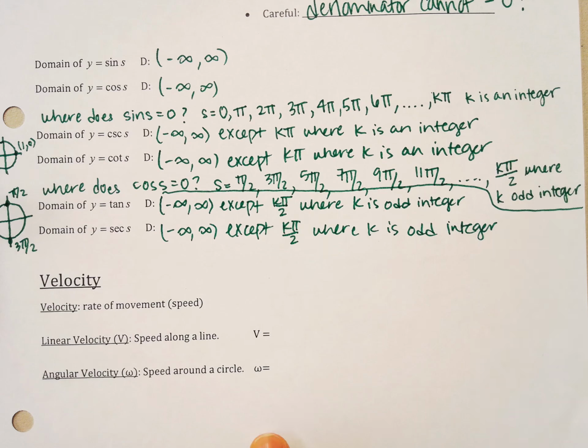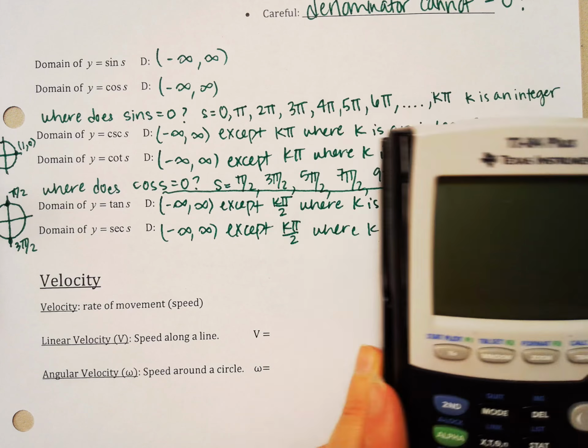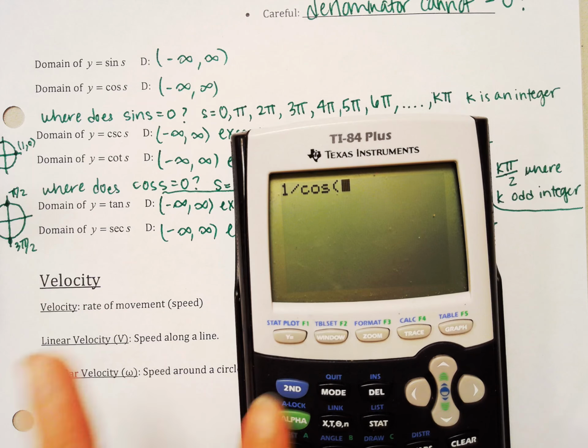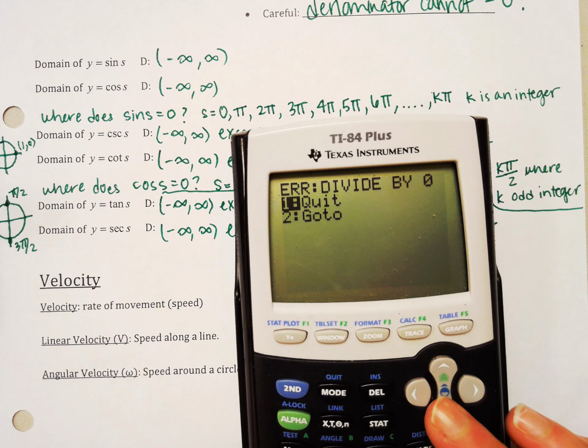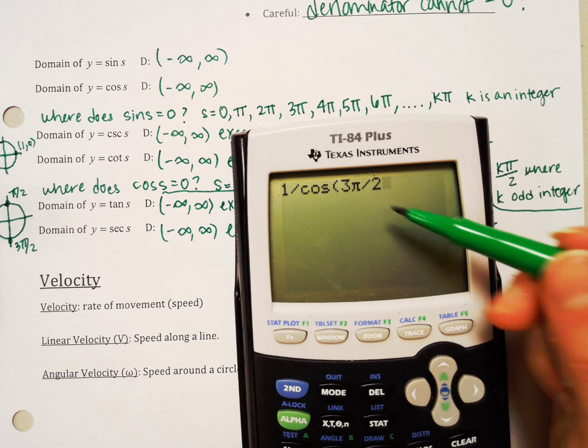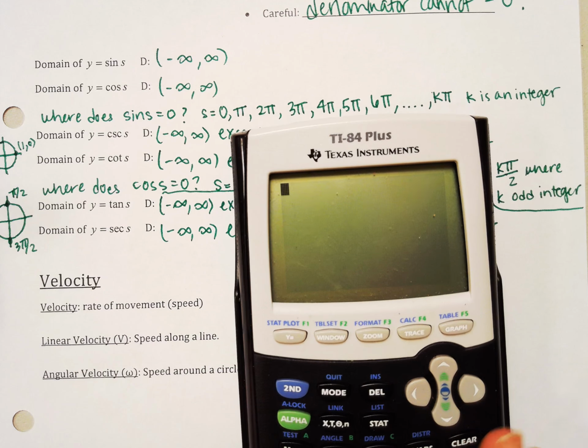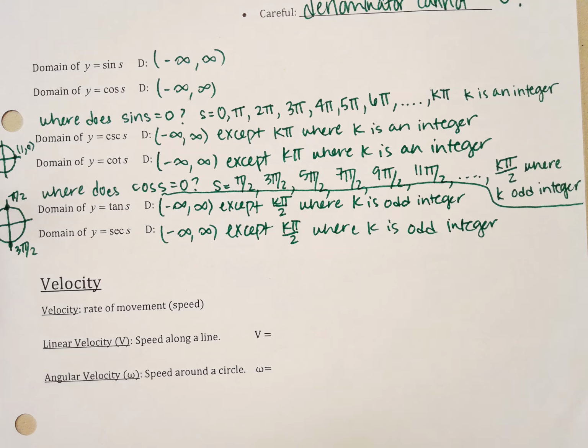So again, for example, if I wanted to test that, I could try secant, which is 1 over cosine, and I want to test 3 pi over 2, and I would get this error, I divide by 0. So I want to make sure that that value, the 3 pi over 2, is not included in our domain. That's something that we can't plug in, so we have to exclude it.